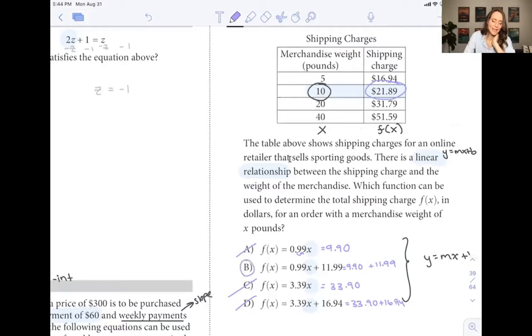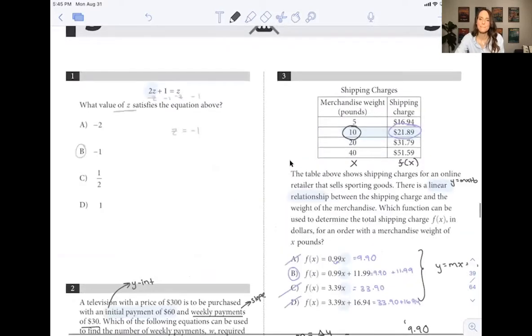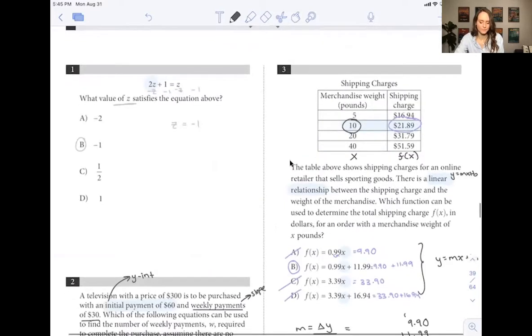If I had time at the end of the test, I can go do that math and see, hey, what is 990 plus 1199 equal to, and I'd figure out that, yeah, that's 21.89. Do I do that work right off the bat? No, because I already know it can't be A, C, or D. It has to be B, and we can just move on here.